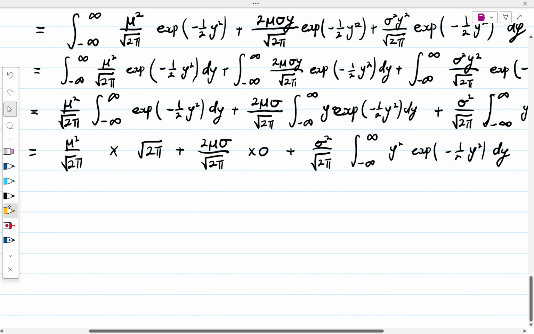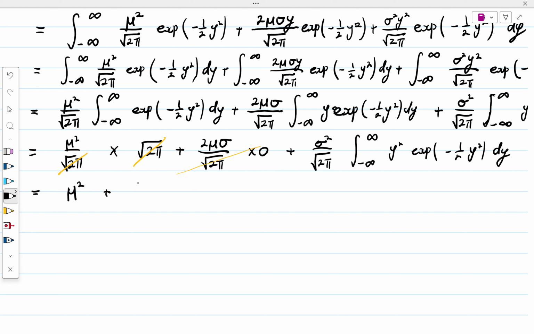After some simplification, the square root 2 pi and the square root 2 pi cancel here, leaving us with simply mu squared, and then this whole second expression just disappears because it's being multiplied by 0. And of course, we have our final expression here, which we will still need to evaluate. Y squared exp negative a half y squared dy.